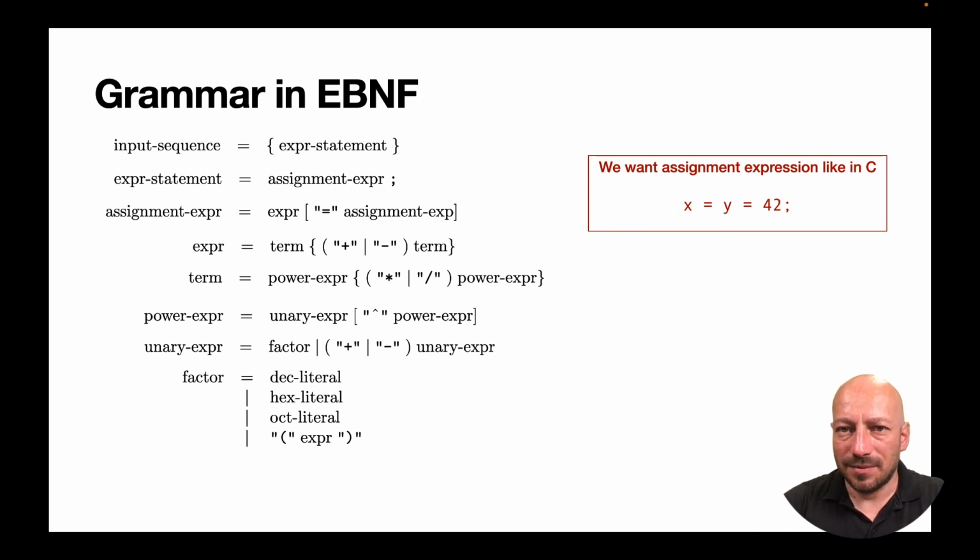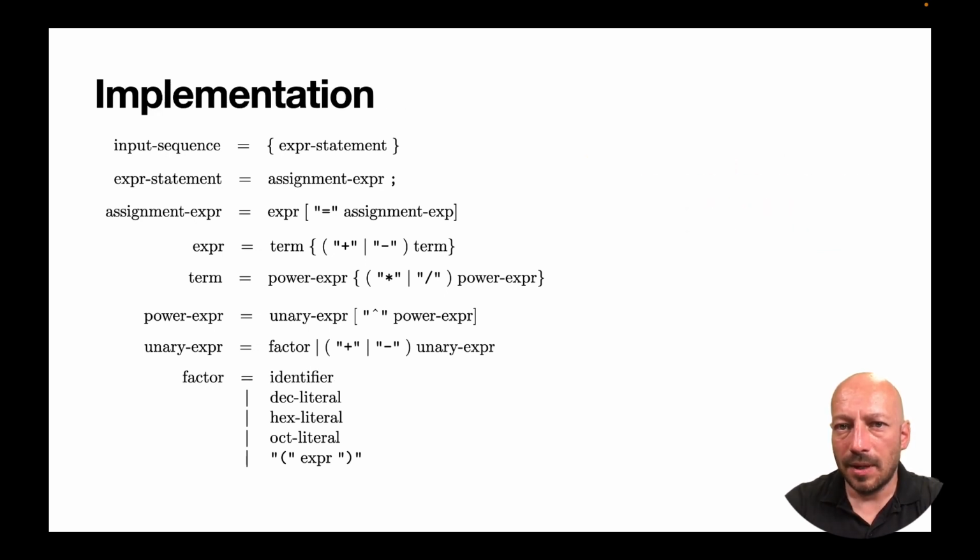So an assignment expression now can be just an expression, but optionally it can be followed by an assignment operator and an assignment expression. So that means, like in C, the assignment operator is right associative. And then the final change will be that a factor now also can be an identifier. But that's it for the grammar. The EBNF grammar is already in a form where you simply can apply these known patterns for translating every production rule into an implementation of a parse function. So this will be kind of simple.